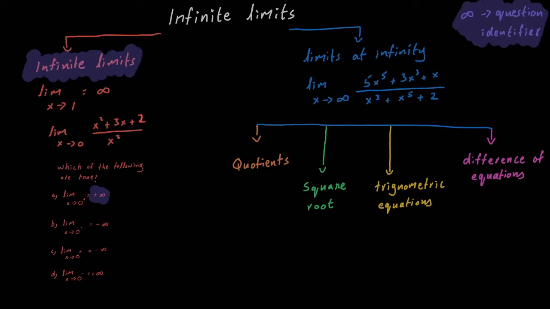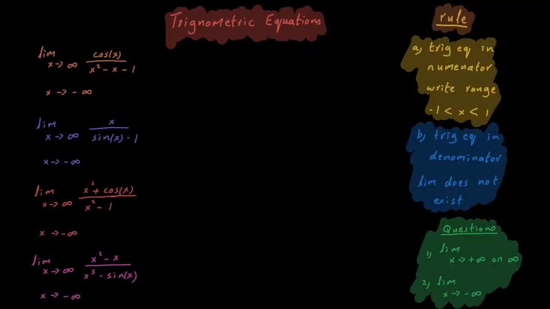So we have already covered quotients and square root. Let's jump towards trigonometric equations. So the rule is whenever the trigonometric equation is in the numerator, we write the range. You will see in a bit what I mean. And whenever it is in the denominator, we simply say limit does not exist. There will be the same two types of questions: limit as x goes to positive infinity or negative infinity.